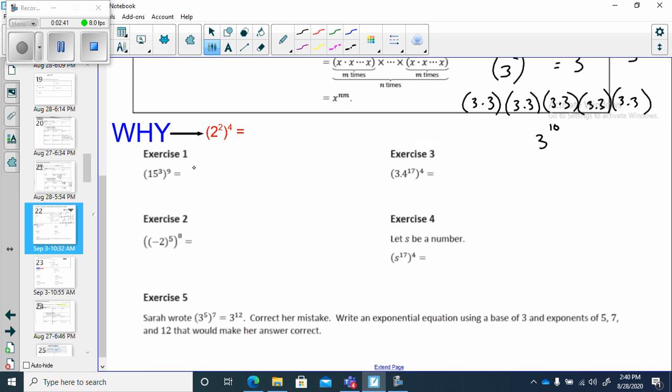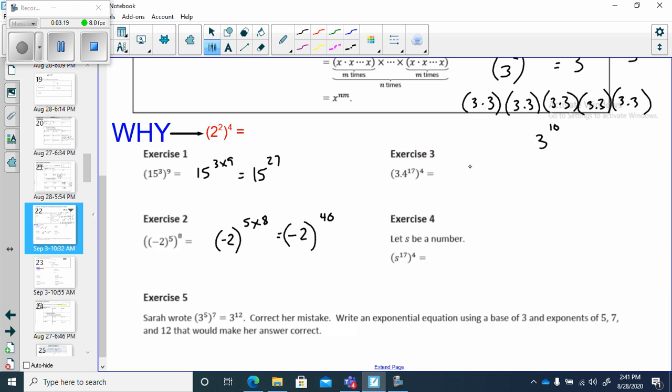15 to the 3rd power raised to the 9th power. That would be 15 to the 3 times 9, or 15 to the 27th power. How about negative 2 to the 5th power raised to the 8th power? That would be negative 2. That's my base. Raised to the 5 times 8 power, 8 times 5, so keep this in parentheses. 8 times 5 gives me 40. That's negative 2 to the 40 power.